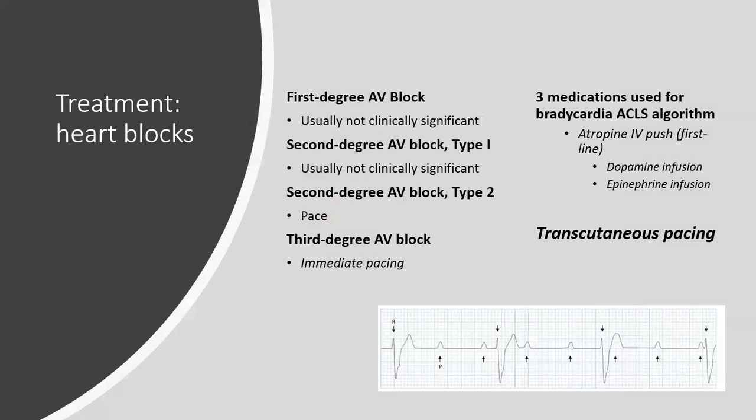First degree, these are our treatments. First degree AV block, usually not clinically significant. Second degree AV block type 1, usually not clinically significant. Second degree AV block type 2, you pace. Third degree AV block, immediately pace. Three medications for the bradycardia ACLS algorithm are atropine, dopamine infusion, and epinephrine. And you can use transcutaneous pacing.